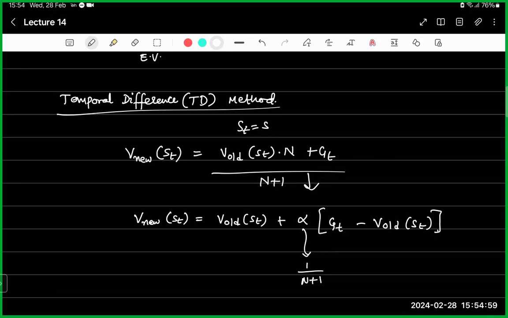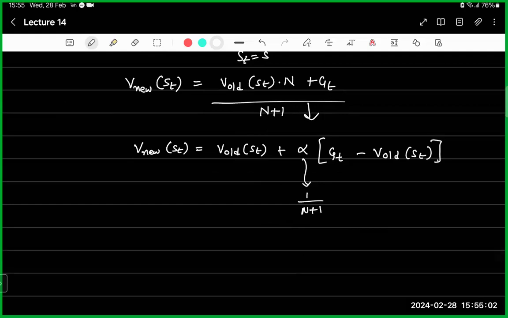Sometimes we assume that the environment is not stationary, that is, as time changes, let's say the transition probabilities of the environment or the reward statistics keep changing over time. Then it might not make sense to give equal weightage to all the samples that you have seen till now, right? Maybe some samples of GT which you have seen long back might not be very relevant right now, because the environment is slowly changing.